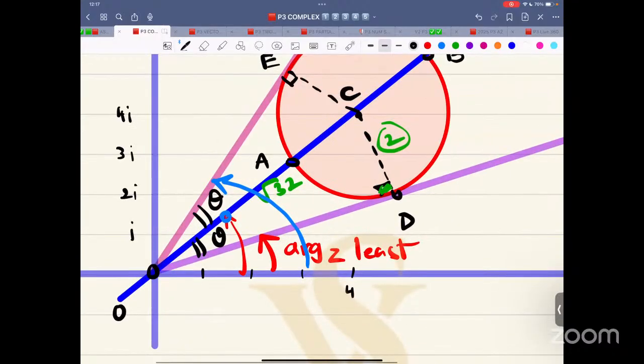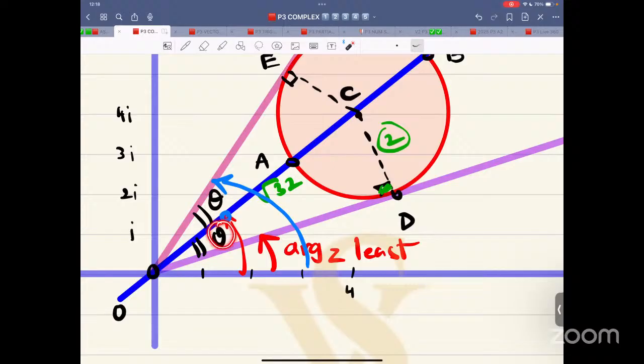Now let's focus on the triangles. So now we have this and this. We have this distance, that is root 32. We have this distance, that is 2, the radius of the circle. Can I find this theta? Yes, I can. And now we know that it's a congruent triangle. So if this is theta, this is theta.